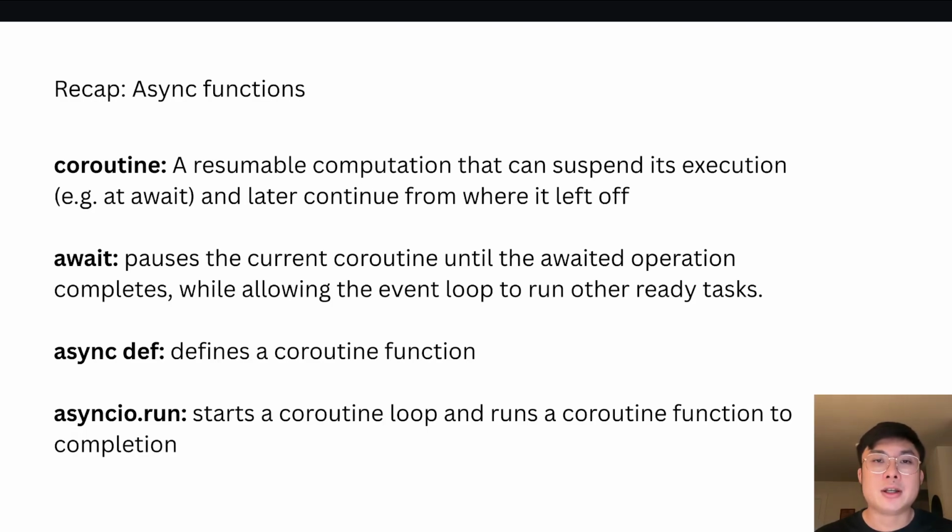To recap the concepts of asynchronous functions that we have covered, the first one is that of a coroutine. A coroutine is basically a resumable computation that can pause its current execution and later continue from where it left off. The way we pause it is to use await, and async def allows us to actually define these coroutines. Finally, to start the main event loop, we will use asyncio.run. This will start a coroutine loop and will run a coroutine function to completion.